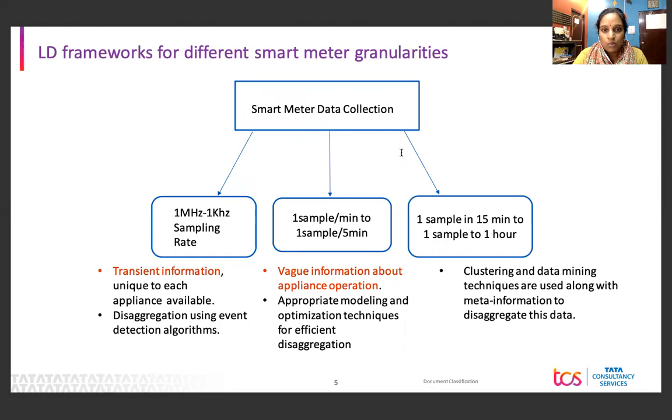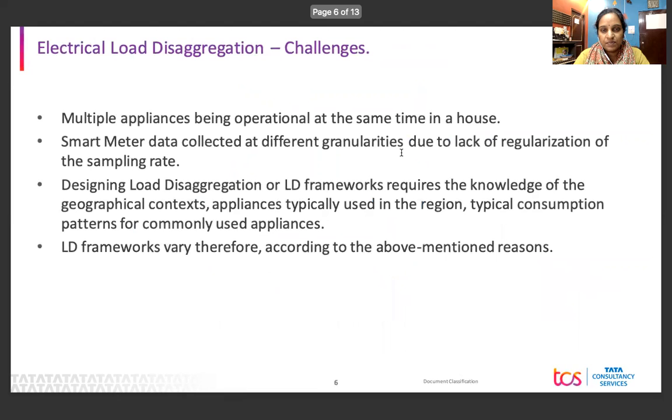Of interest to our work is the low sample rate category, where we have vague information about the appliance operation on the aggregate smart meter data waveform. The on-off instances are not available, nor do we have information about the state switching within an appliance. And therefore, modeling and optimization techniques are necessary to be able to disaggregate this category of smart meter data.